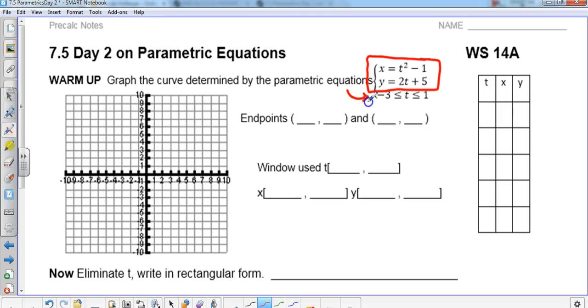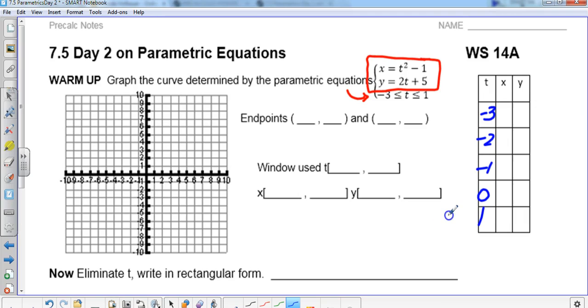Sometimes they tell us exactly what values to use for t. Sometimes they don't, and we just have to pick some values. It won't have endpoints if they don't tell us what values to use. This particular one says use t values from -3 to 1. There are actually infinite values between -3 and 1 if we broke it down smaller and smaller and smaller. We're kind of lazy. We're just going to use the integers from -3, -2, -1, 0, 1.